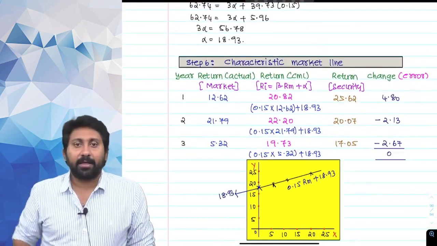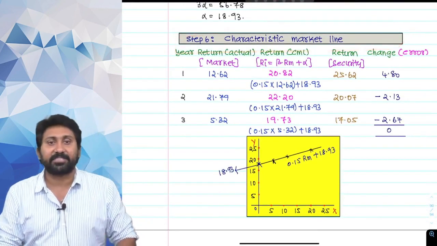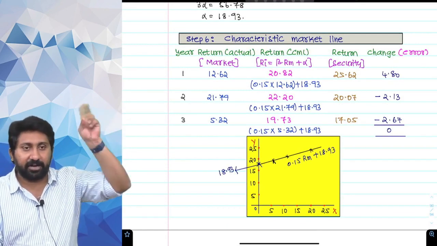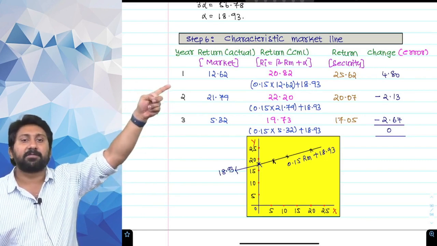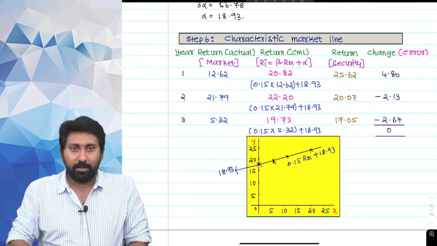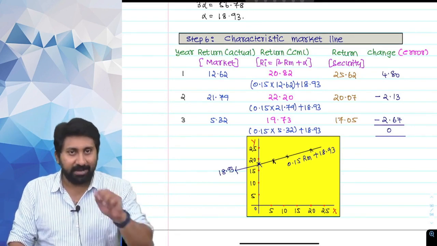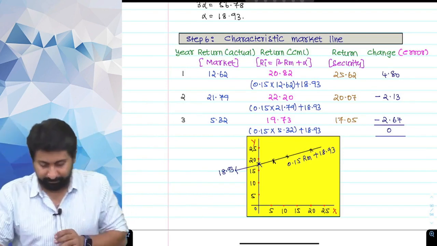Next one, characteristic market line. Sir, what is this? This is the next step you need to do in exam. Sorry, first step security return, second step market return, third step beta, fourth step should be characteristic market line in exam. Okay, leave about the problem I am discussing now. This is the exam question. 4-5 steps is for our understanding in the class, but in exam, the fourth step will be characteristic market line. Very, very important. Listen carefully.